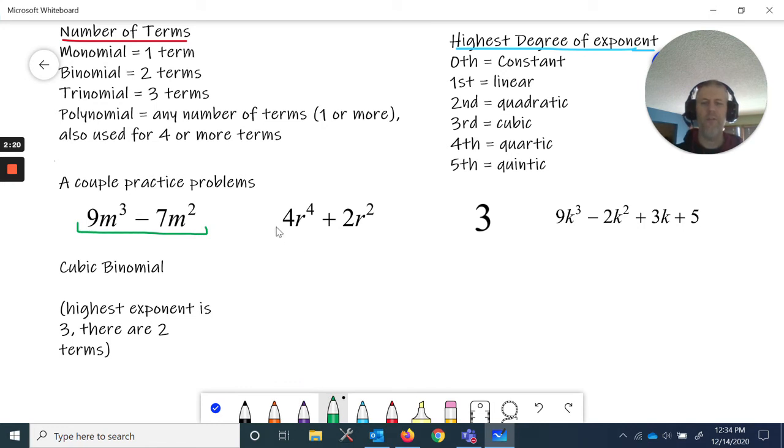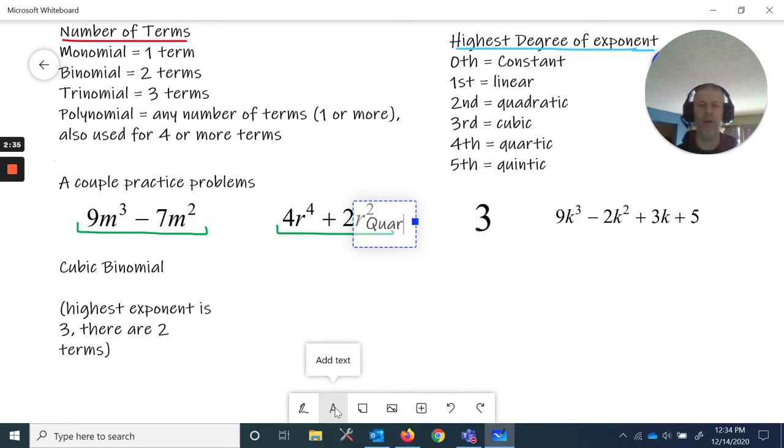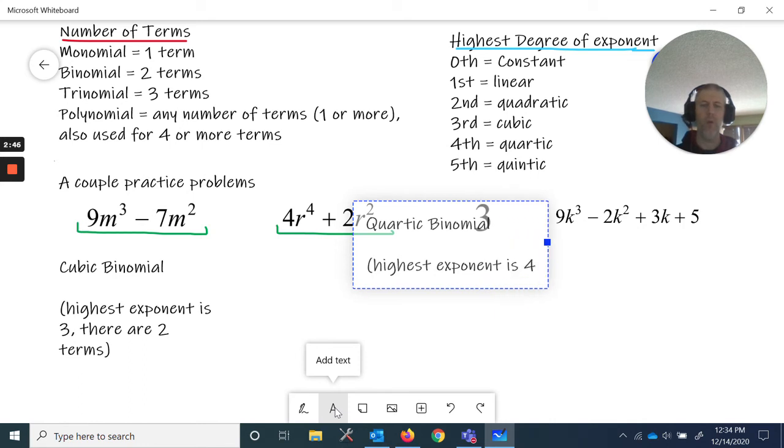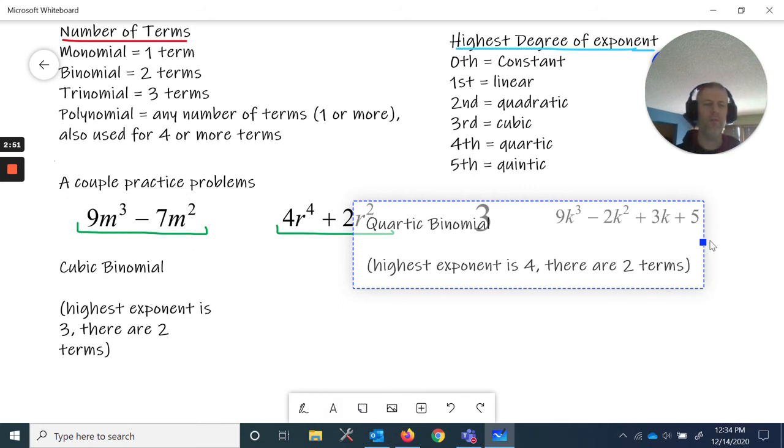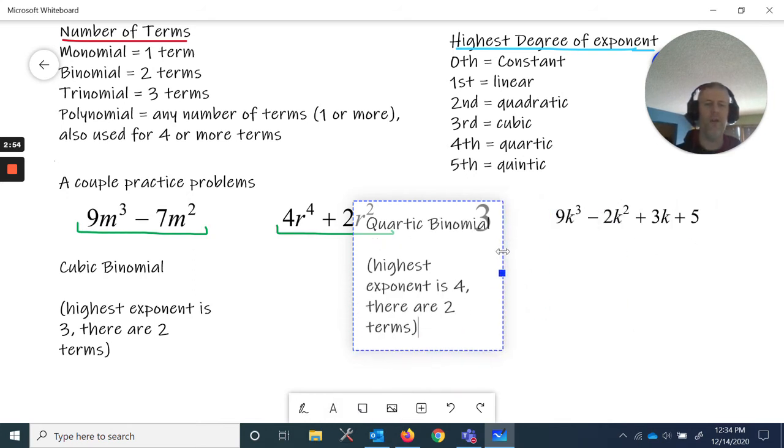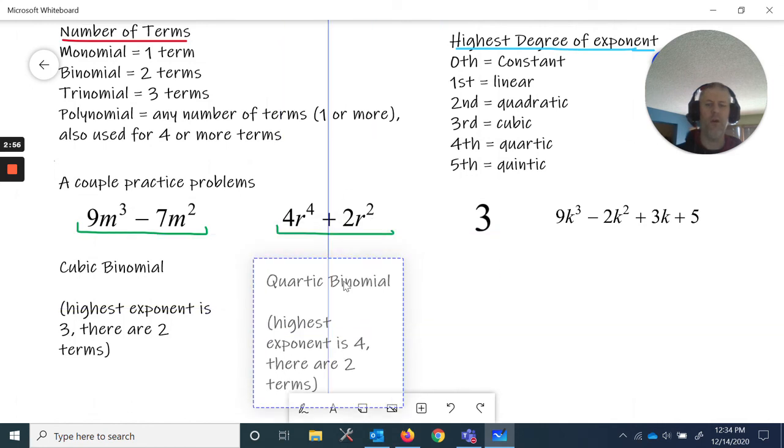All right, the next one, we have 4r to the fourth plus 2r squared. So we have 4r to the fourth, plus 2r squared, that means, again, it's a binomial. My highest exponent is 4, so that means it's fourth degree, which is a quartic. So we have a quartic binomial. And again, highest exponent is 4, and there are two terms. So there's our rationale as to why we would call this one a quartic binomial.